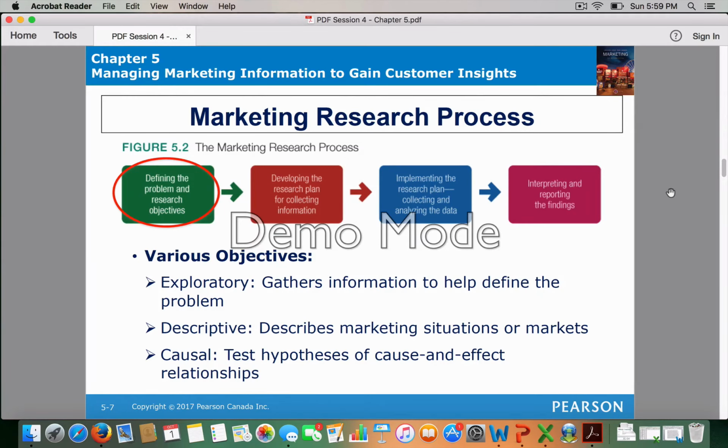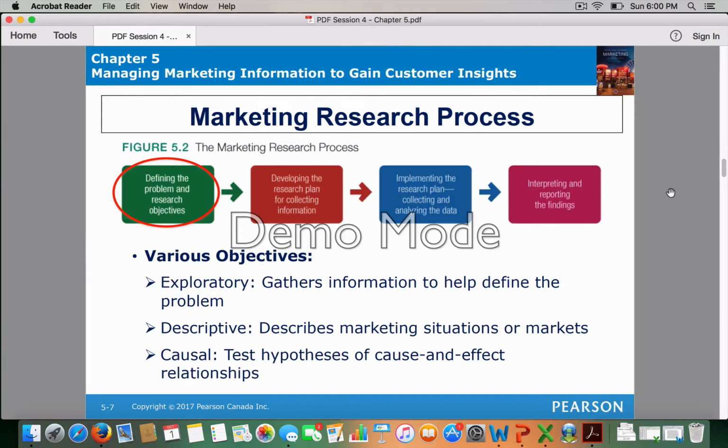So the first stage, again, is defining the problem and the research objectives, and this actually is the most difficult and most important step in the market research process. The reality is, if you don't figure out exactly what it is you're trying to do, what questions you're trying to answer, and what you're trying to achieve, everything else you do afterwards becomes less useful. So it's really important to make sure you have a very, very clear understanding of what the problem is that you're trying to solve, what questions are you trying to answer, and what is the overall objective of your research.